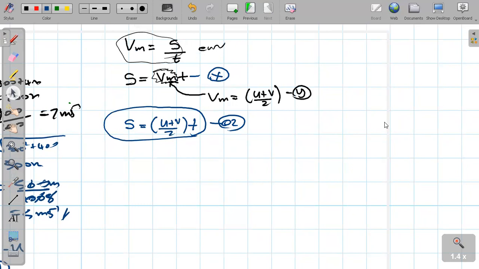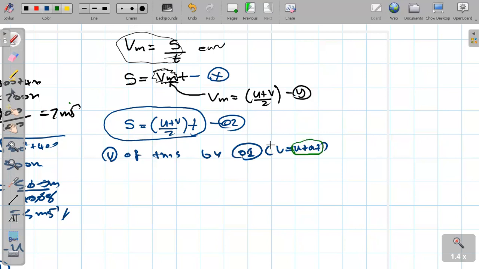I can do one very beautiful thing to this one. I hope you have done. I can substitute V of this by equation number one. What is equation number one? V equals U plus AT. So I can substitute it in terms of this all together, V of here.